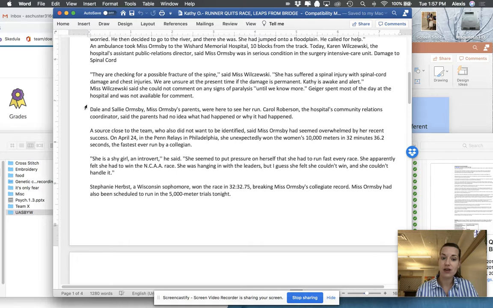"She's a shy girl, an introvert," he said. "She seemed to put pressure on herself that she had to run fast in every race. She apparently felt she had to win the NCAA race. She was hanging in with the leaders, but I guess she felt she couldn't win and she couldn't handle it." Stephanie Herbst, a Wisconsin sophomore, won the race in 32 minutes, 32 seconds, and 75 hundredths of a second, breaking Miss Ormsby's collegiate record. Miss Ormsby had also been scheduled to run the 5,000 meter trials tonight.